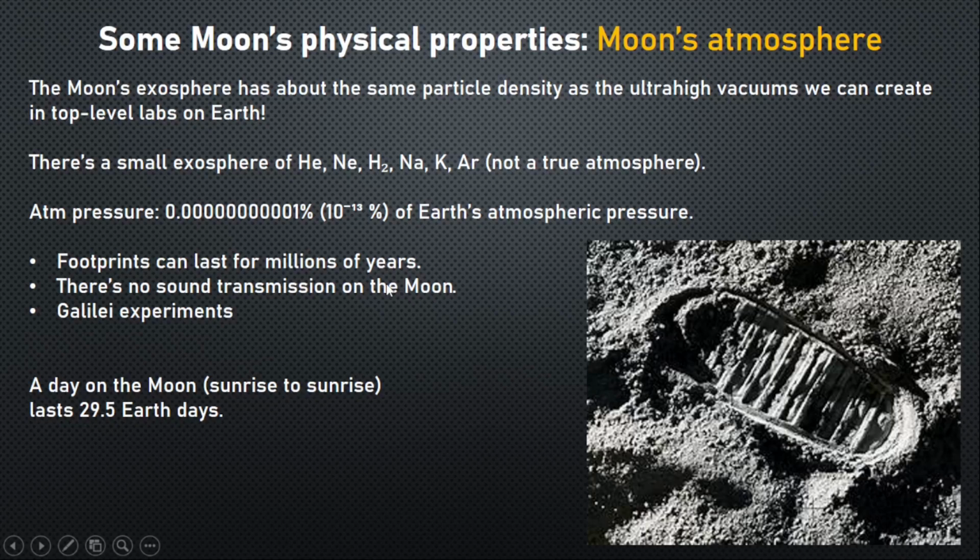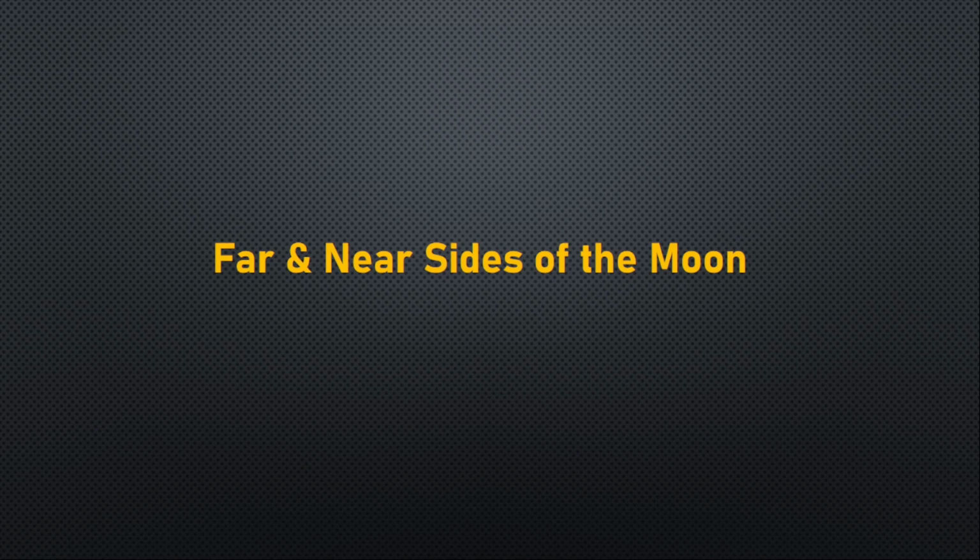So before I leave this slide, I want to mention that a day on the moon, measured from sunrise to sunrise, just as it is measured on Earth, where a day is 24 hours, okay? A day on Earth is 24 hours, but a day on the moon measured from sunrise to sunrise lasts for 29.5 Earth days. So this is going to be very important in my next slide. So let's go to the next part.